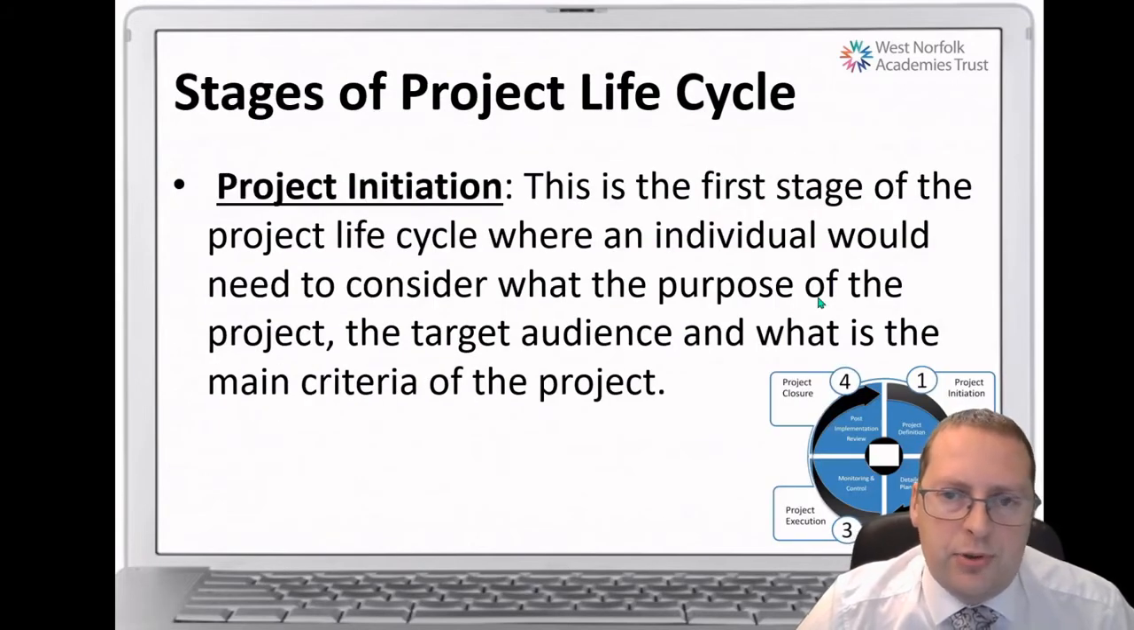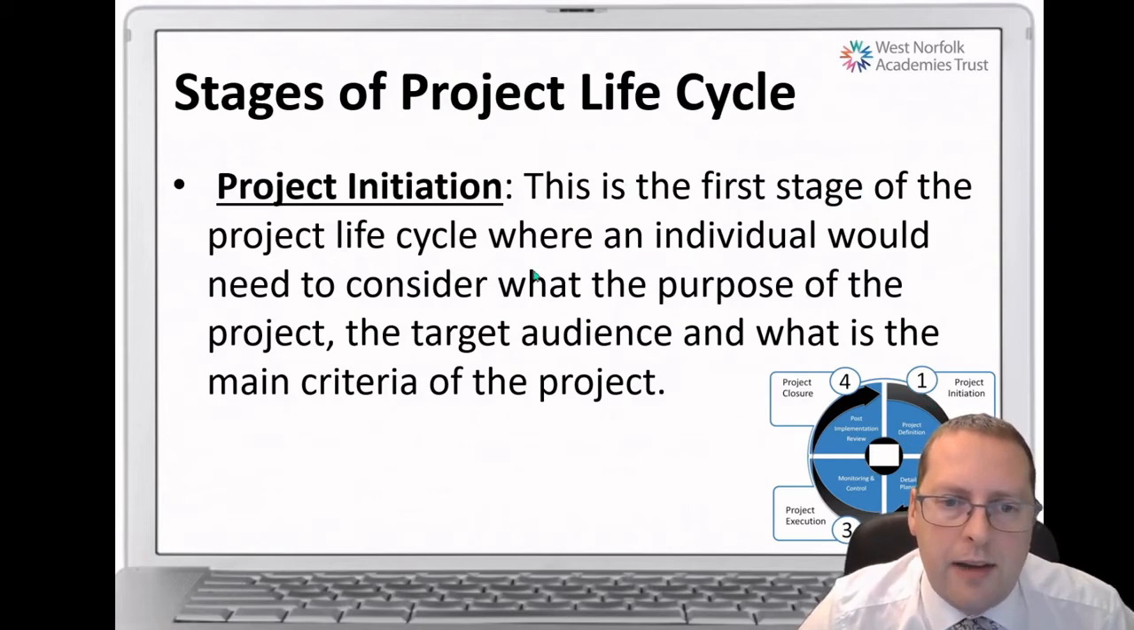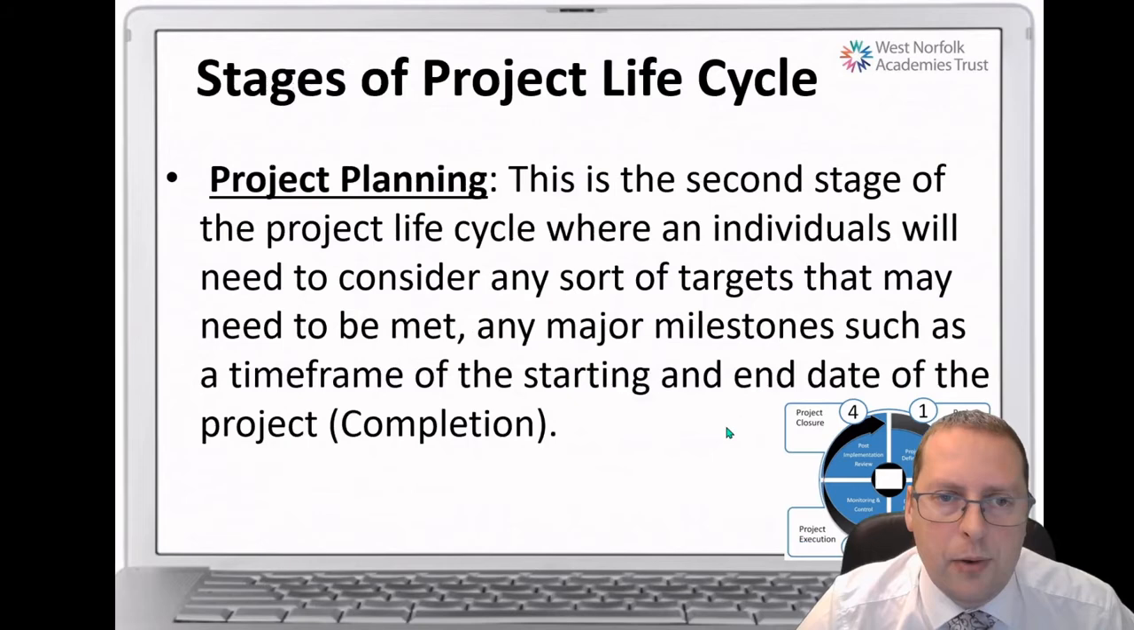So, stages of the project life cycle. I said we started with the initiation, and that's the first stage, and that's where we have a think about the purpose of the project, our considerations, who the target audience is, and what the main criteria of the project is, what we're trying to achieve. So what is the purpose of the project? So that's what the initiation phase is all about. Then we move on to the planning phase. Now this is a critical part of any project, and it's something that shouldn't be overlooked.